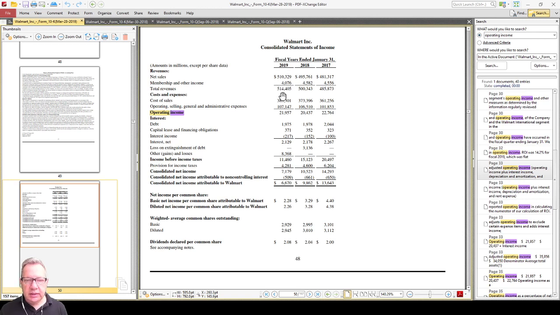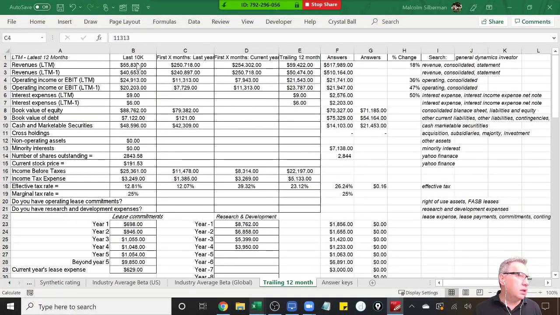Fiscal year 2019, the revenues was 414,405. So we come back to this thing over here, and for the 10K, we're going to put in 414,405. And so there the calculation is done for you to get you to your trailing 12 months of data.